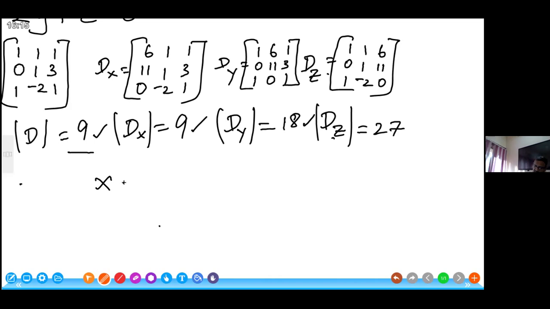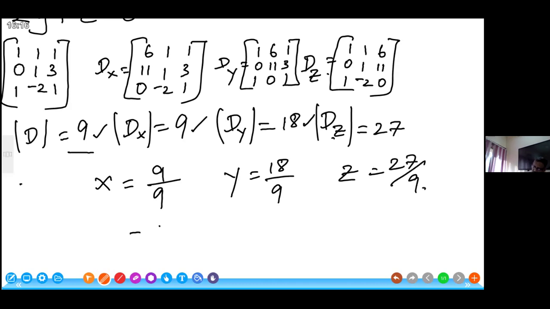So we could say the value of x is 9 by 9, the value of y is 18 by 9, and the value of z is 27 by 9. So x is equal to 1, y is equal to 2, and z is equal to 3.